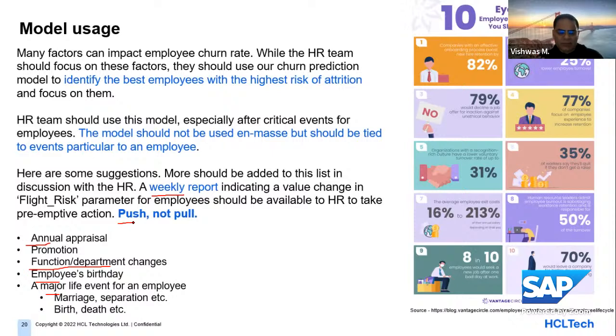Based upon that, they should figure out what they have to do to ensure that the employees who are highly likely to attrite and that they want to retain are given what they need to stay in the company. The model should not be used en masse. It should be very particular to the employees. So it should be run only for those employees who have seen any major event in the last week or so, and HR should get the report for only those employees and take action based upon that report.